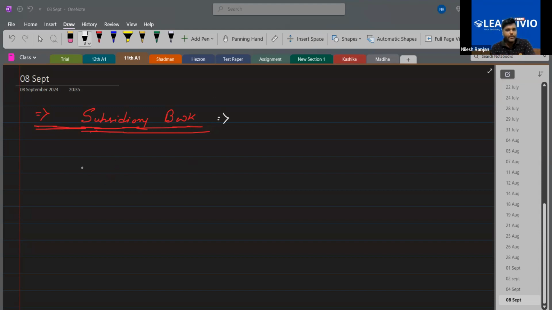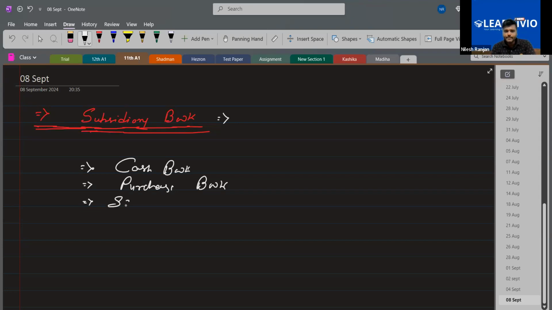So we have bifurcated the journal into 8. Actually, in your book it is only 6, so 6 books: cash book, sales book, purchase returns book and sales returns book.